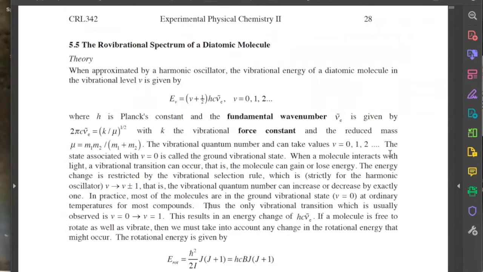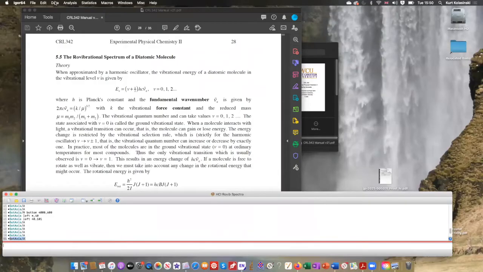Hello. All right. Today, let's talk spectroscopy, right? We're going to do the rovibrational spectrum of a diatomic molecule. That diatomic molecule is HCl. That's the one we're going to talk about, right? So we took some data. Let's get that data into Igor, right?